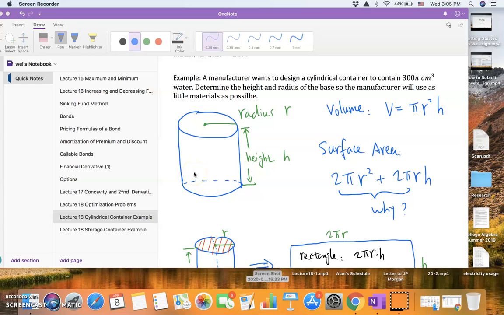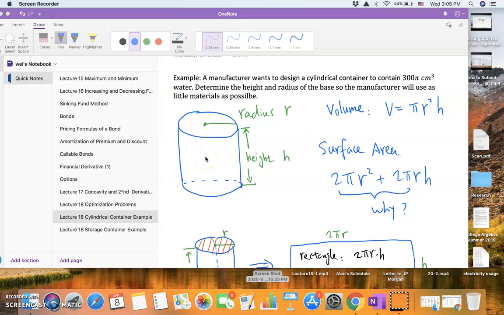Here, the thing we want to minimize is the amount of material. We want to use as little material as possible to design a cylinder such that the cylinder will be able to contain 300 pi cubic centimeters of water. In other words, we want the volume of the cylinder we design to be 300 pi.